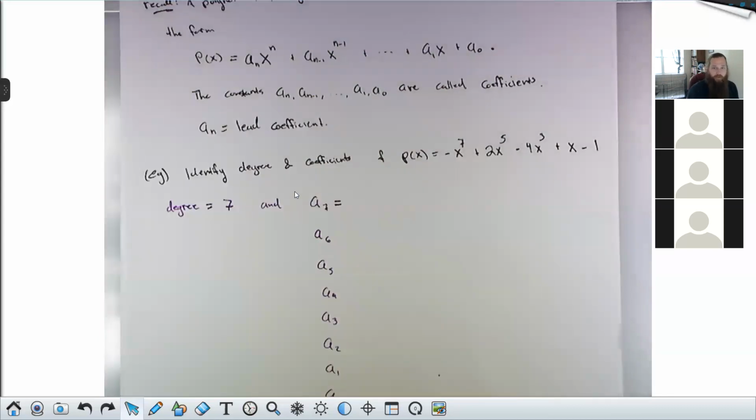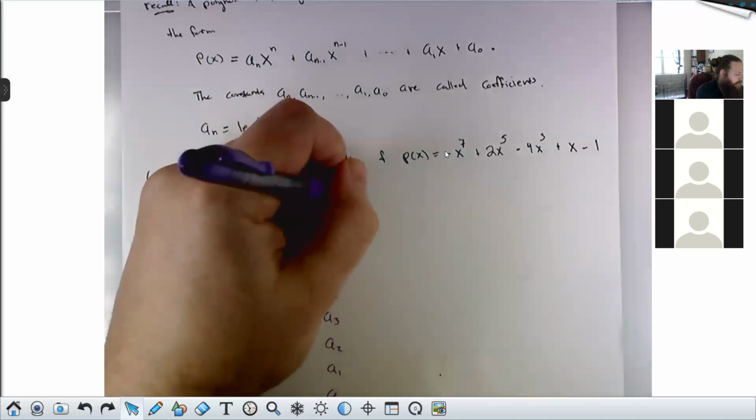-1. Very good. It's the number attached to x to the 7. We just have a negative x to the 7. We know that means that x to the 7 is being multiplied by -1.